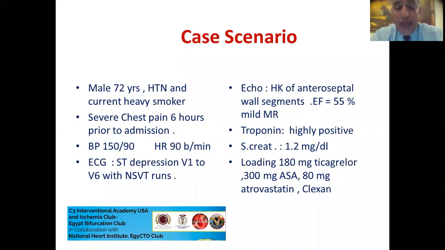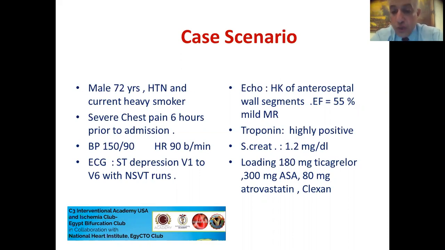And here also we have electrical instability, which should be considered in our decision and our strategy of management, that this patient is electrically unstable with non-sustained VTAC runs. His echocardiography, which was done immediately at bedside, showed hypokinesia of the anteroseptal wall segment with ejection fraction actually preserved, 55%, and mild mitral regurgitation. Troponin was withdrawn with a highly positive result, serum creatinine 1.2.